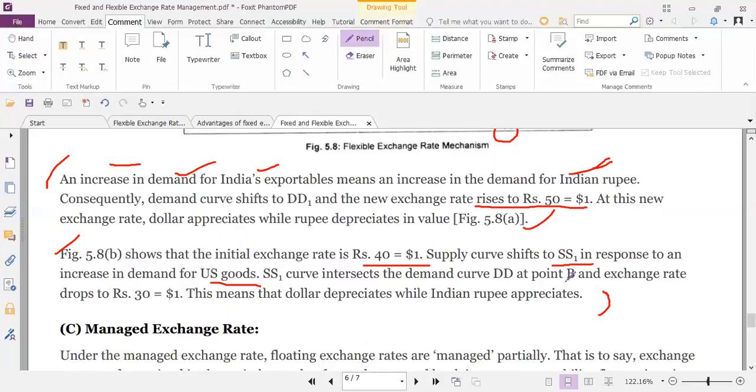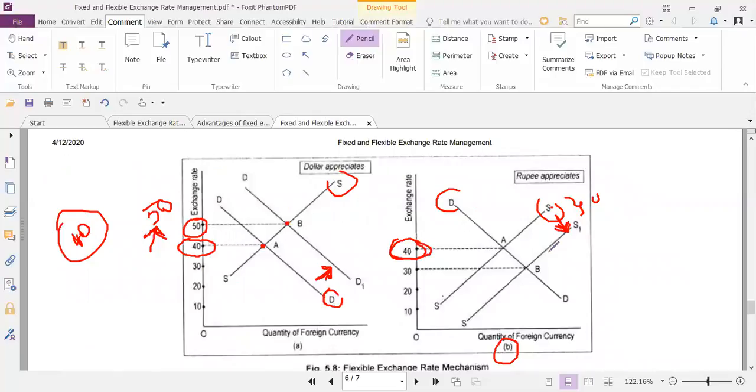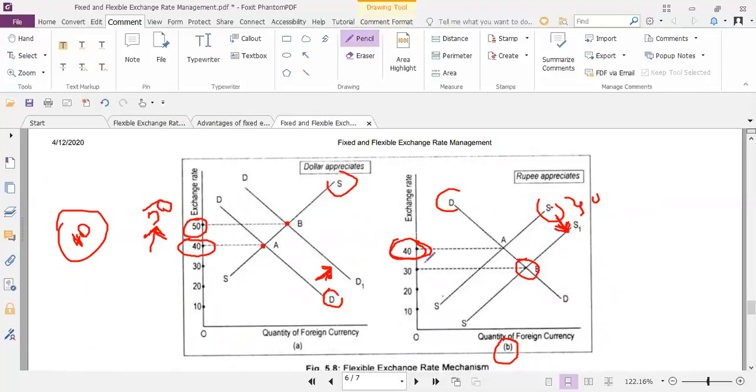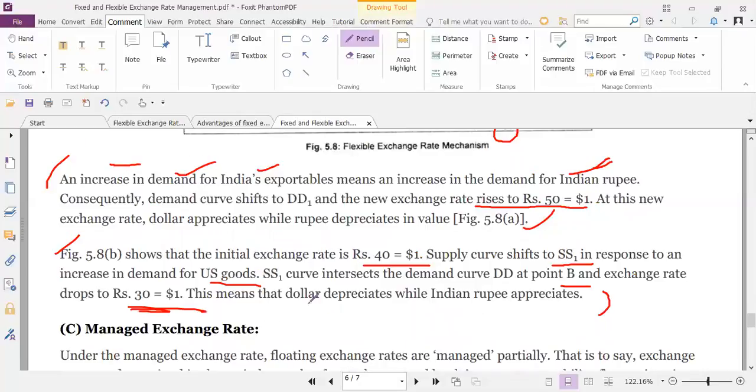The SS1 curve intersects the demand curve DT at point B. So you can see the SS1 curve is intersecting the demand curve at this point B, and the exchange rate drops to rupees 30. So the exchange rate will drop here. Net 10 again, 10 is the difference here. So this means that the dollar will depreciate while the Indian rupee will appreciate.